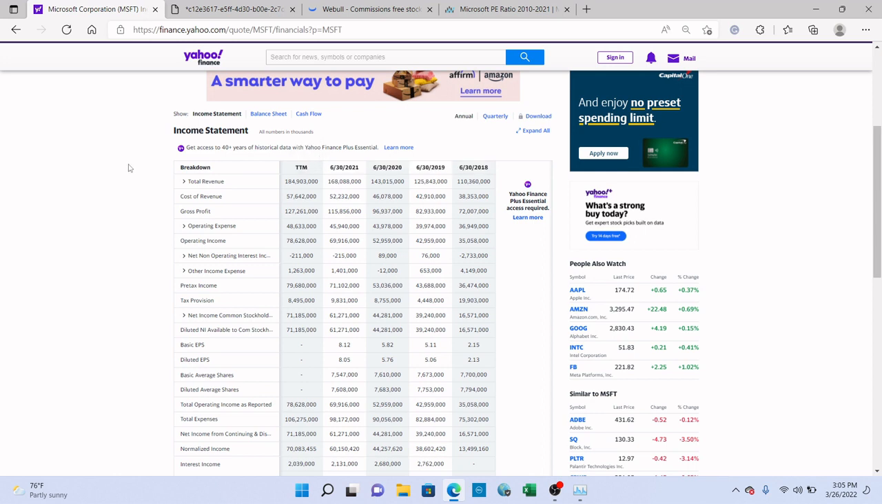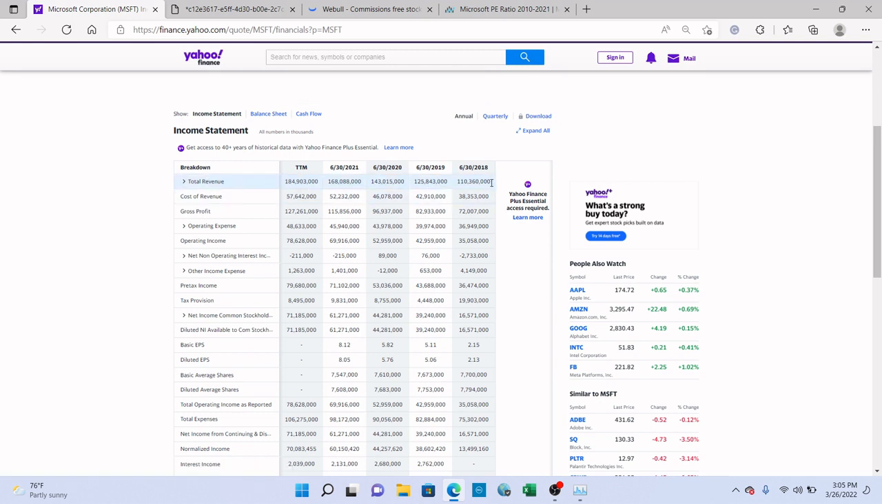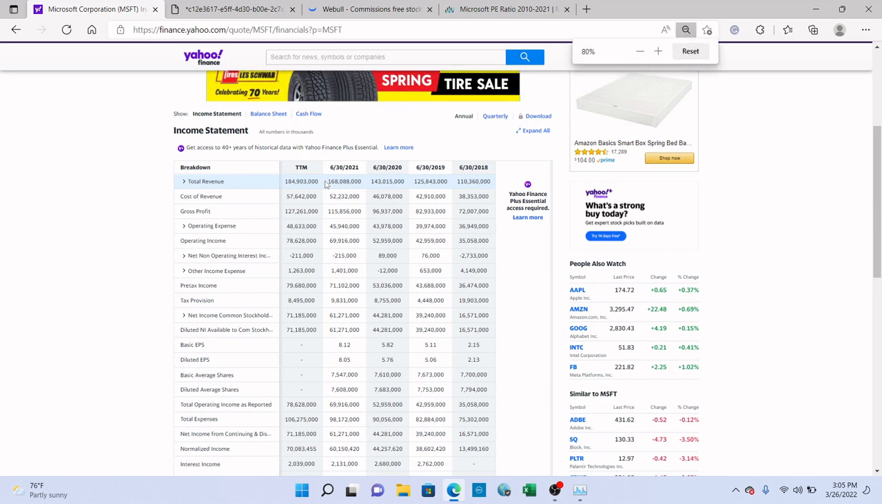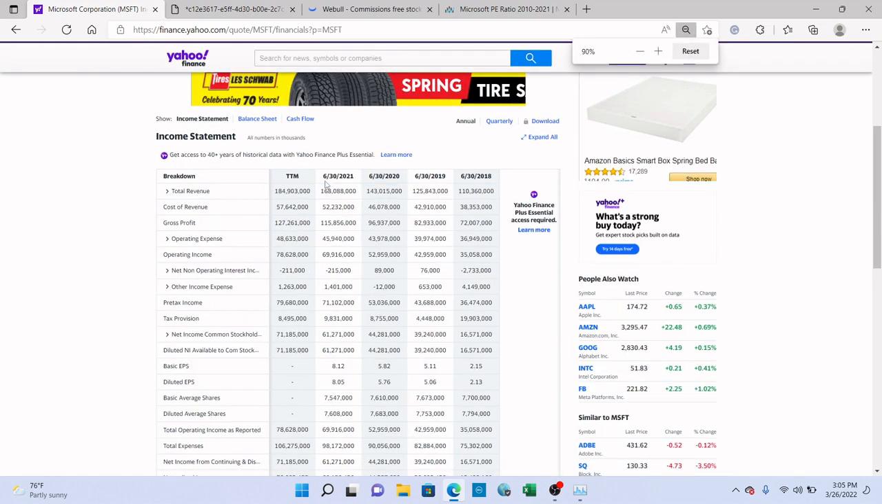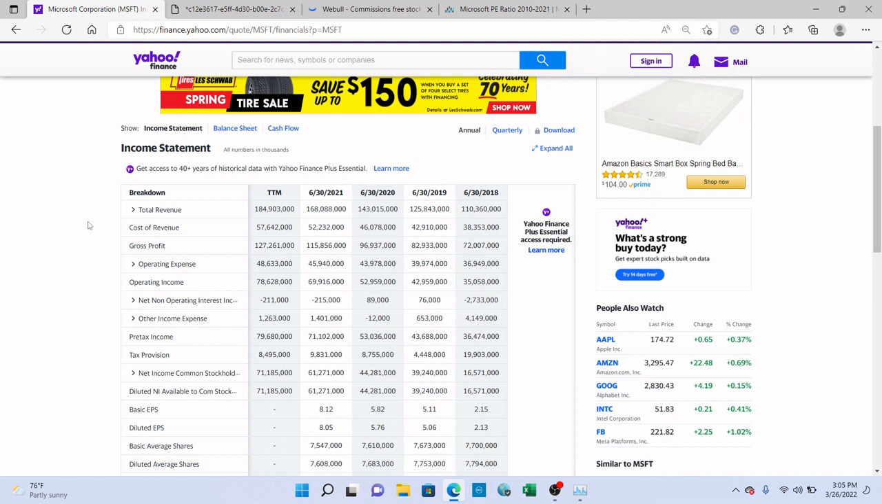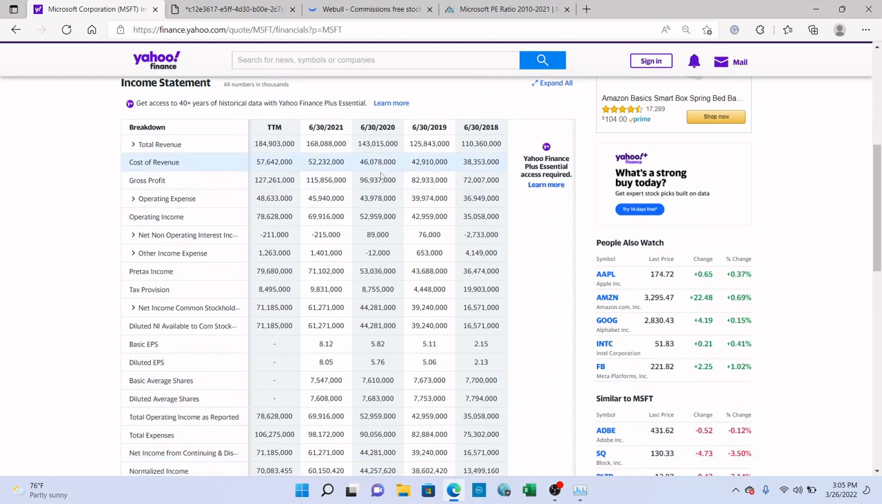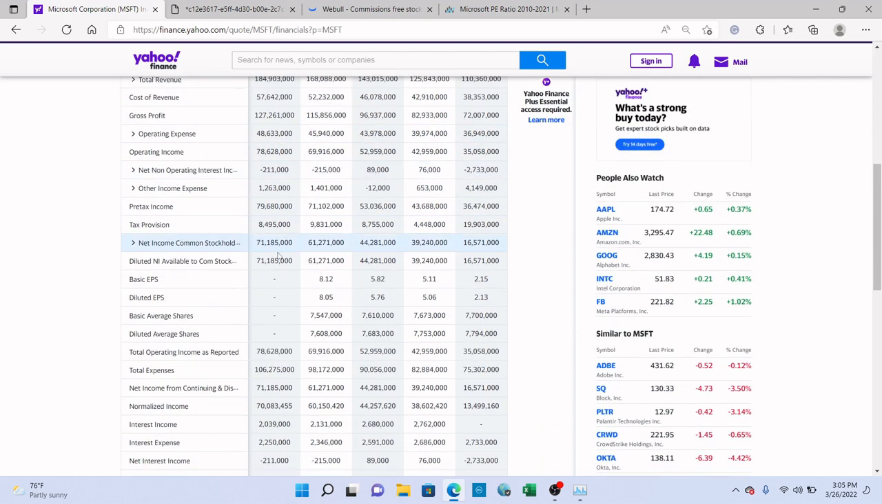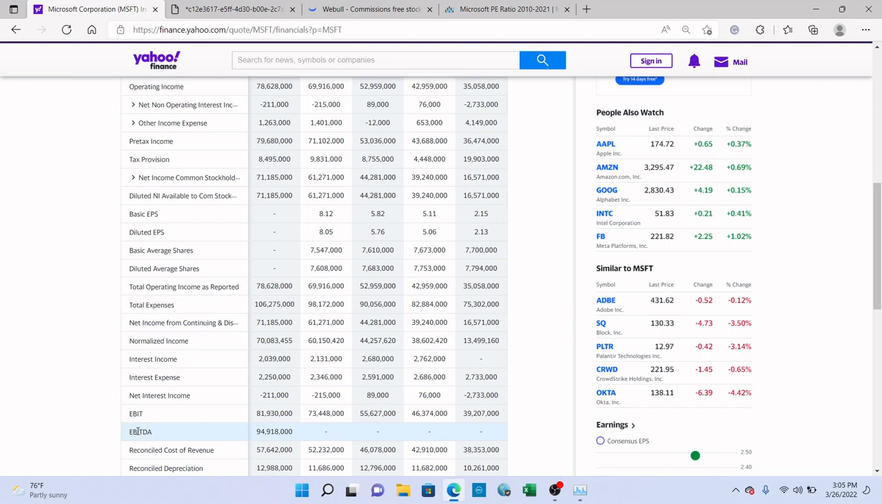So we're going to look at their total revenue, and we can see that this is increasing every single year. Cost of revenue is also increasing every single year. And before I forget, let me just zoom in on this so you guys can see this a little better. Gross profit, it's definitely increasing again. Now we're going into these massive numbers. This is like 127 billion right here. So we could skip all the way down to earnings before income tax, depreciation, amortization.